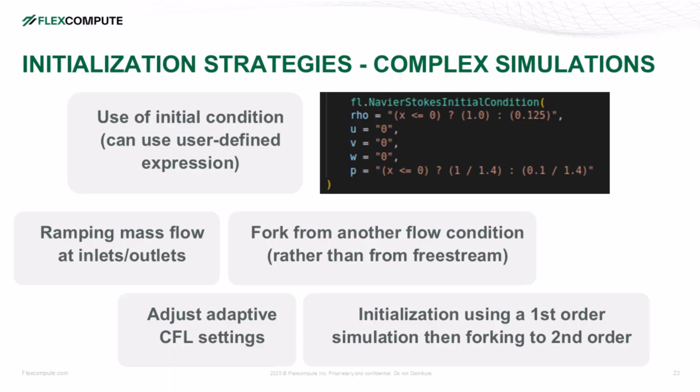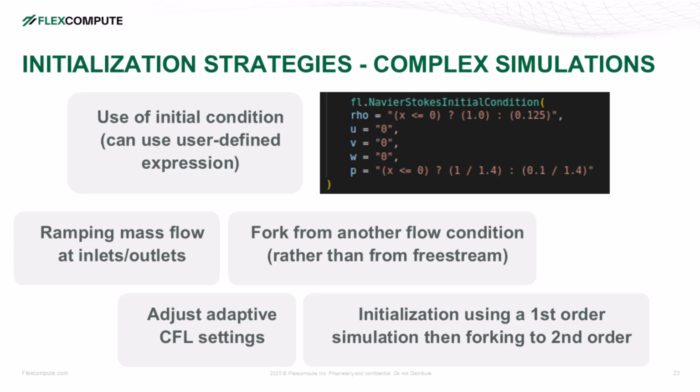For internal flow simulations using mass inflow and outflow, it is often better to ramp the mass flow rather than imposing the final value immediately. You can specify a ramp over several pseudo-steps or iterations so that the solver gradually adjusts to the target flow rate.